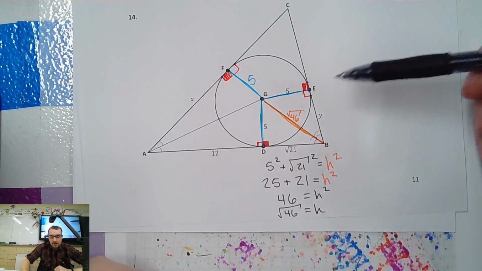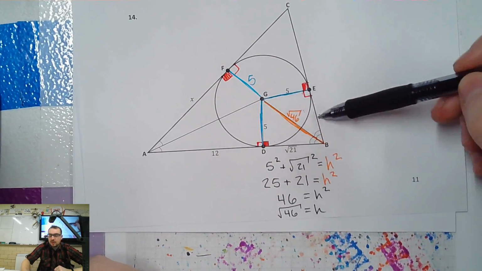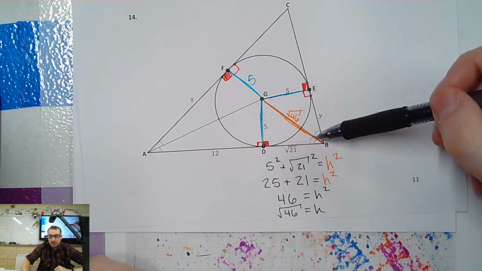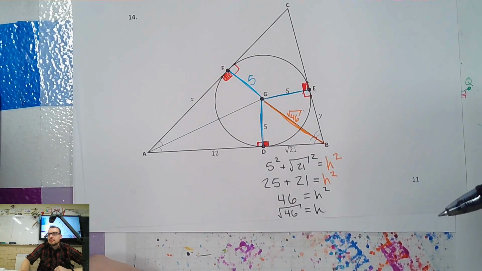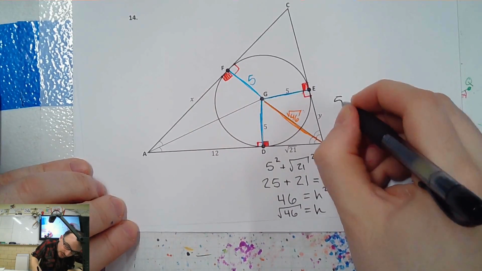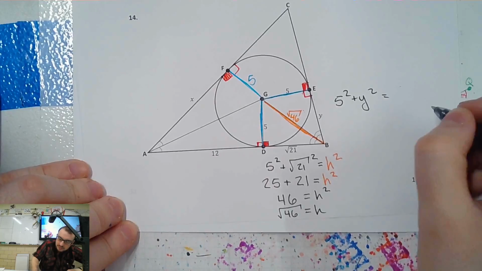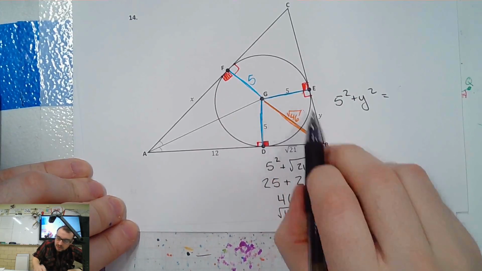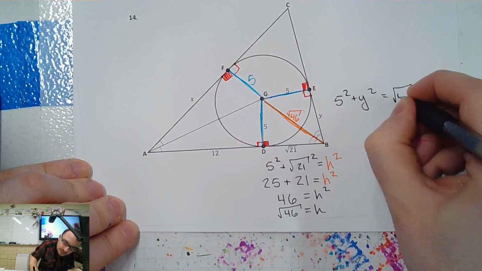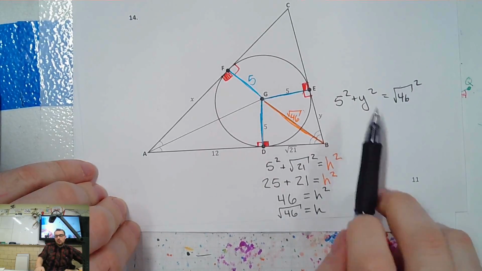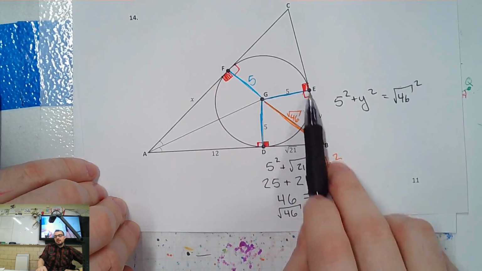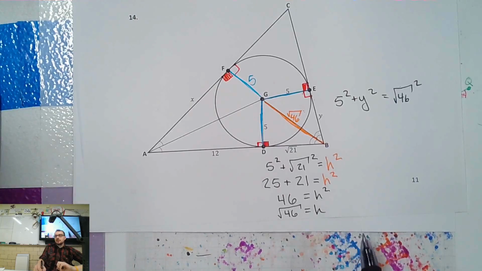So, if we know that's root 46, now we can do Pythag over here. Is that the hypotenuse or a leg? Hypotenuse. So it's going to be 5 squared plus y squared. Don't assume a variable means it goes over here. It's a leg, so it's either A or B, your choice. The y goes here because it's a leg. A and B are always the legs. C is always the hypotenuse.